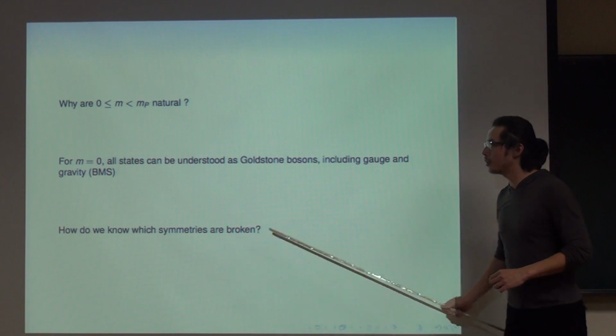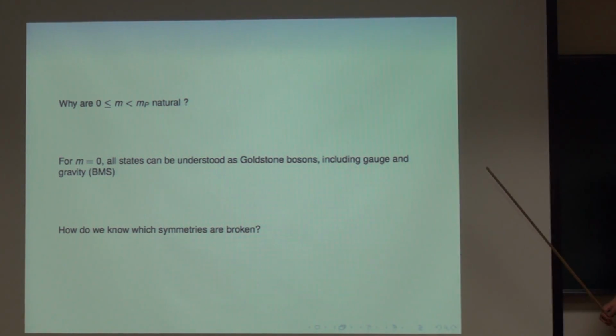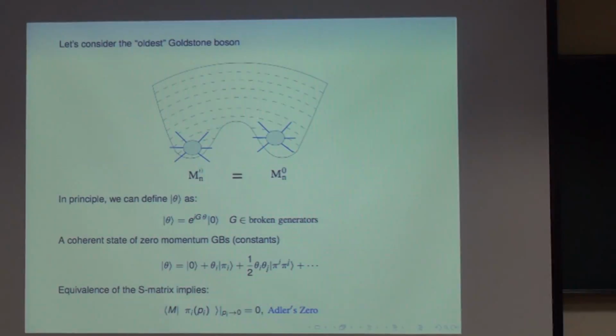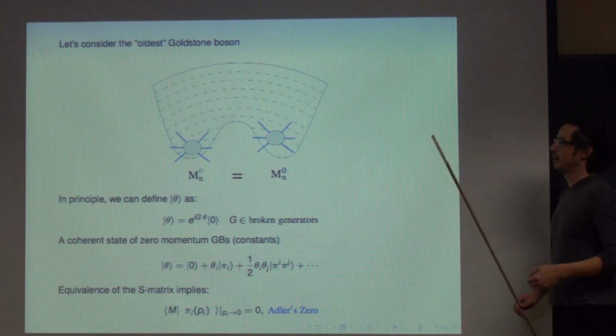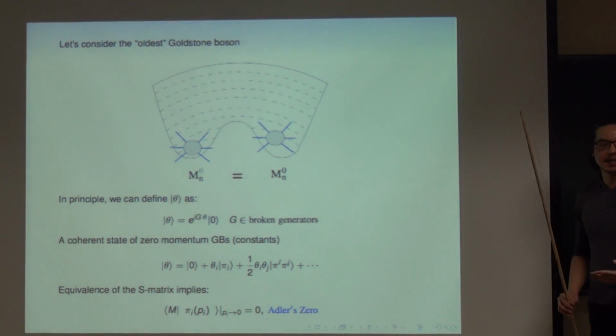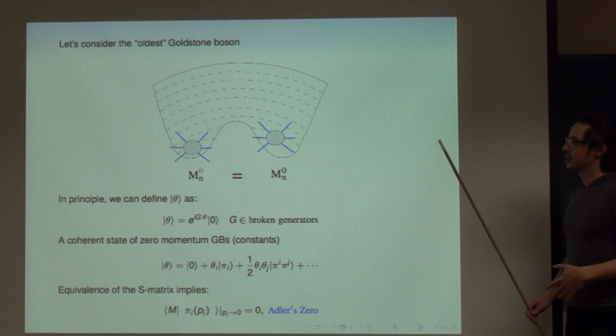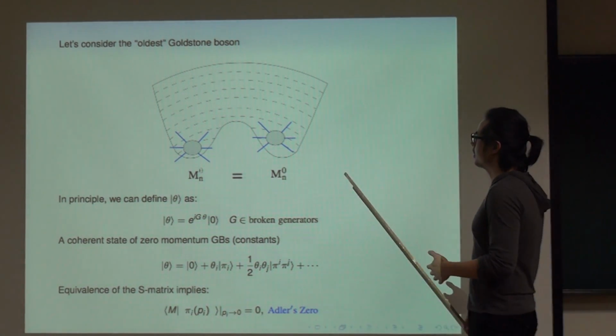So the question is, how do we know which symmetries are the broken symmetry? Let's say you accept this fact that all massless particles are ghost of boson, how do you determine what symmetries are being broken? To answer this question, we can always go back to the oldest ghost of boson that we have, which is the ghost of boson associated with the Mexican hat. So let's go back to the ghost of boson with the Mexican hat.